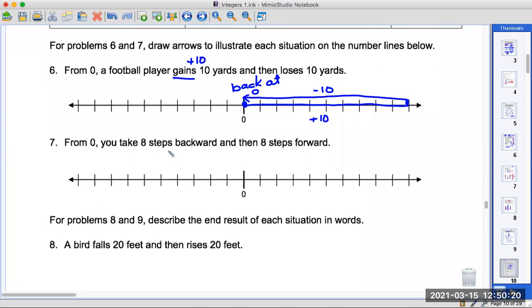From 0, you take 8 steps backward and then 8 steps forward. Addison, to the left or to the right? So, to the left. Yep. Backward from 0. 1, 2, 3, 4, 5, 6, 7, 8. So to here, draw the line. And then forward from there. From here, he goes forward 8. So where does he end up? Back at 0. So this is a -8, and then +8. Back at 0.